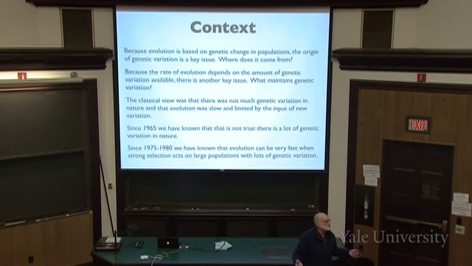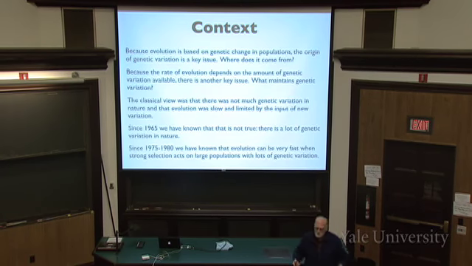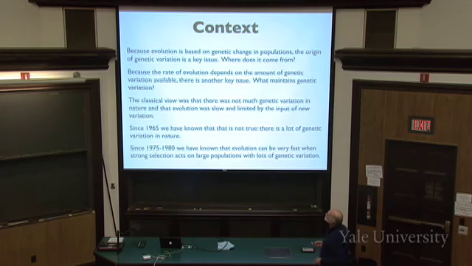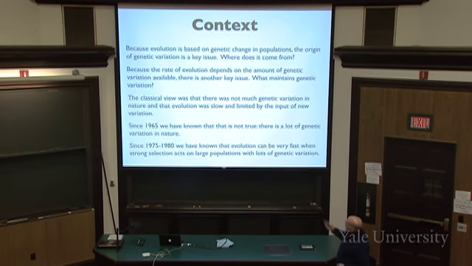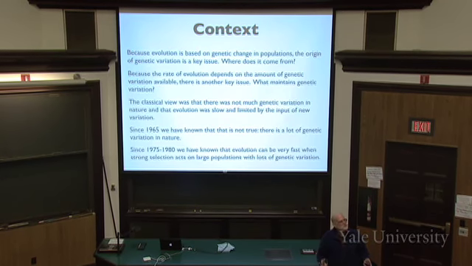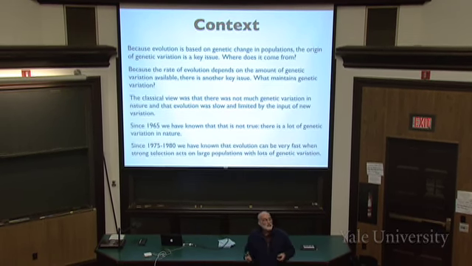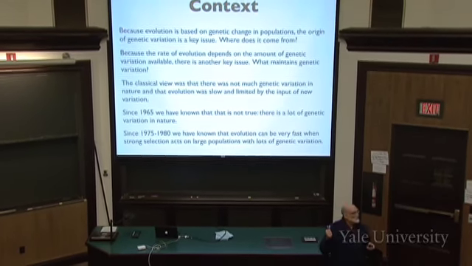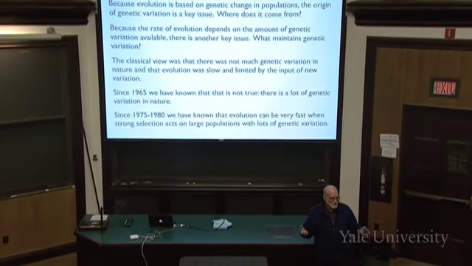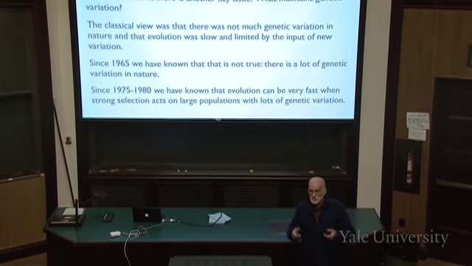If you were to go back 50, 60 years, which is what we now think of as the classical view, remember the classical view is a moving window in time. At that point, it was thought there wasn't very much genetic variation out there, and that evolution was actually limited by the rate at which genetic variation was created. Since 1965, with the discovery of protein isozymes, and especially now, since the discovery of ways to sequence DNA very cheaply, we know that's not true. There is a tremendous amount of genetic variation in nature, and I'm going to show you some of it this morning.